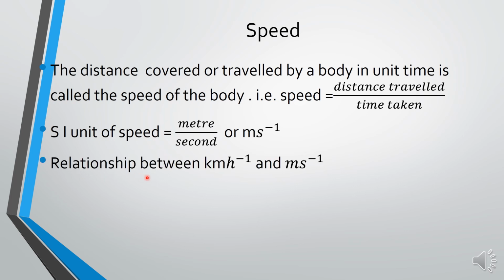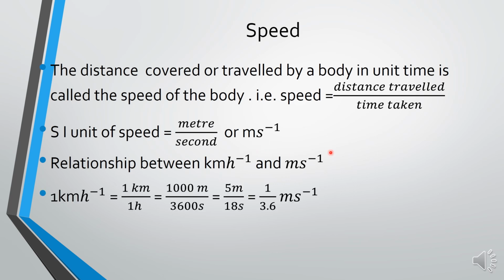What is the relationship between kilometer per hour and meter per second? Kilometer per hour is also a bigger unit of speed. Distance can be measured in kilometer as well, and time can be measured in hour as well. So what is the relationship between them? 1 kilometer per hour can be written in this form also: 1 kilometer divided by 1 hour.